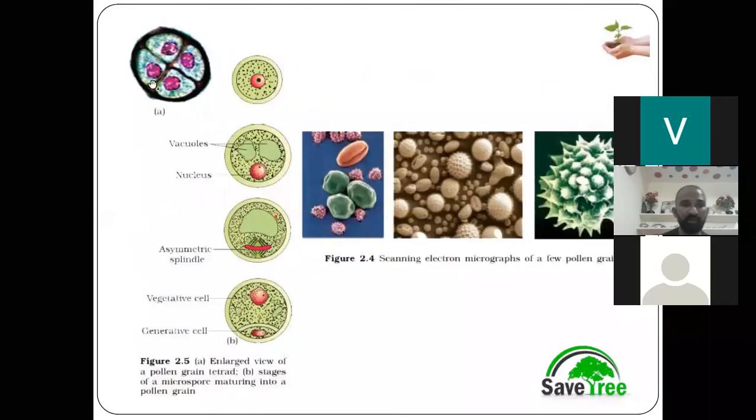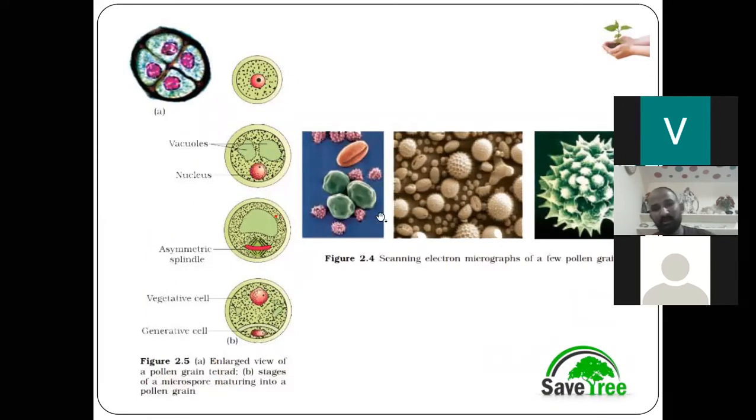Just see the structure here. Actually it is a pollen tetrad. When they release, it produces the microspore. These microspores mainly consist of the nucleus. When it undergoes a division, one bigger cell is formed which is called the vegetative cell, and one smaller cell is called the generative cell. So in the two-celled condition, it is released from the microsporangium.